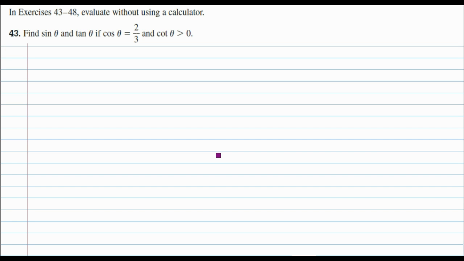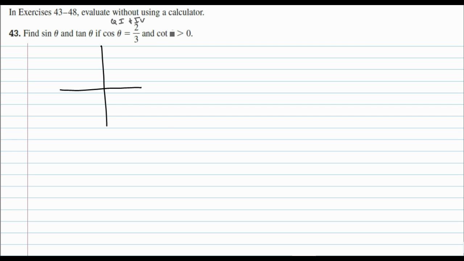Now try problem number 43, says find the sine of theta and tangent of theta if the cosine of theta is 2/3. So cosine is positive. Cosine, x-coordinate, positive. So that's possibilities of quadrants 1 and 4.